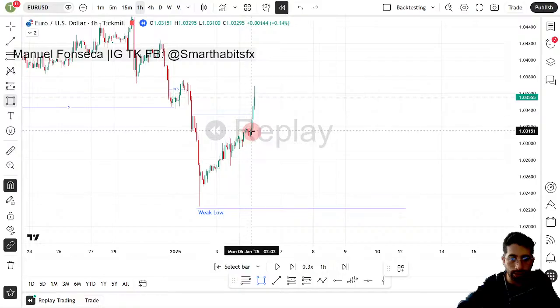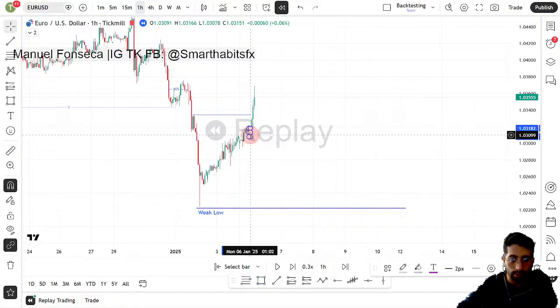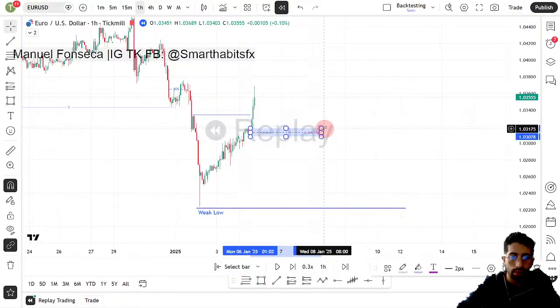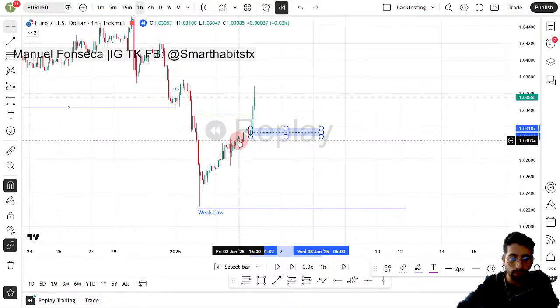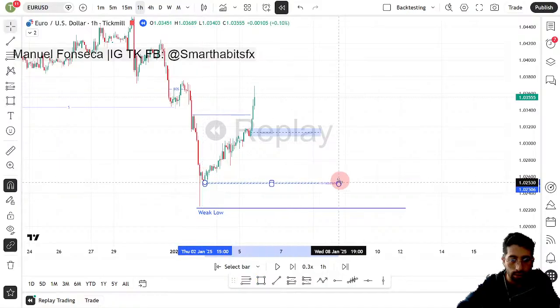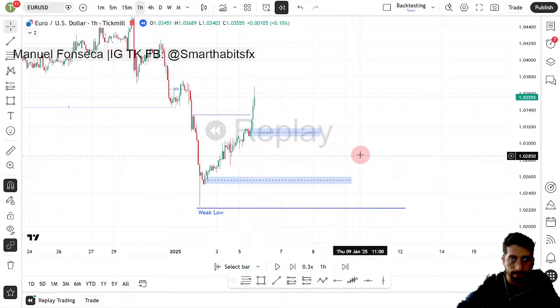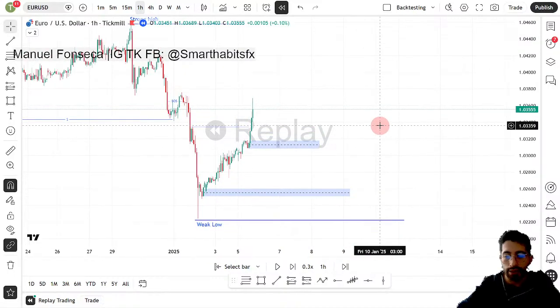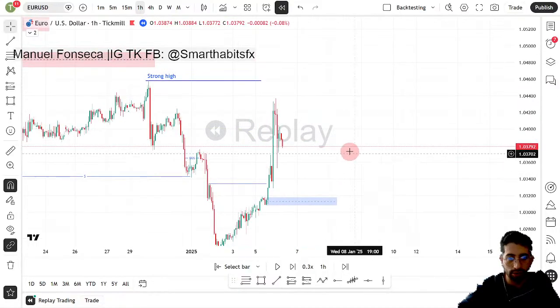And now we have multiple order blocks here. We have another block right here, and here we have another block. We have another order block here, another block here. This one, yep. All right, let's see what actually happens. How much time? Let's work 30 minutes more.